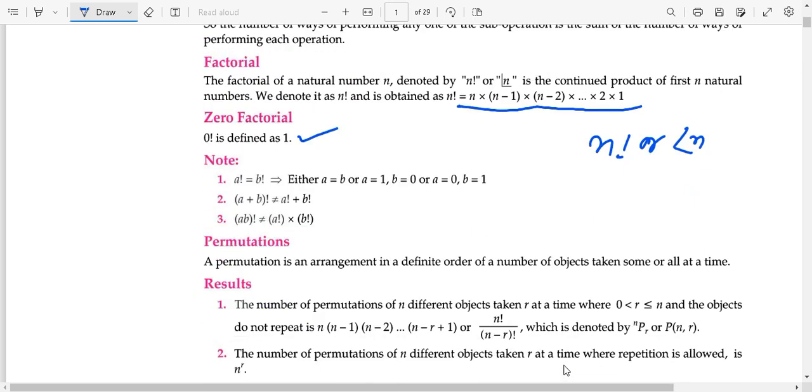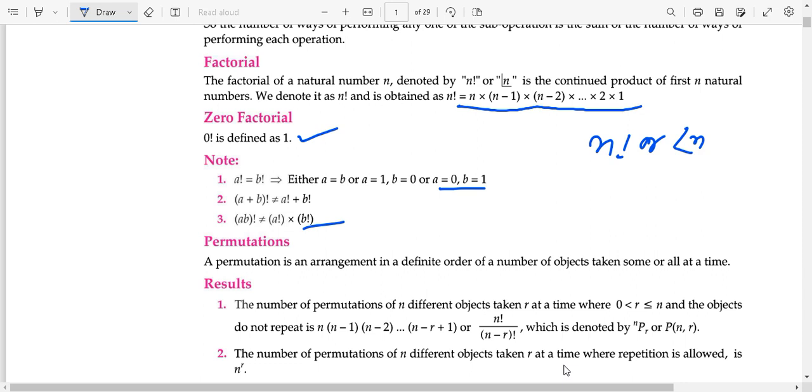Now note: a factorial equal to b factorial implies that either a equals b, or a equals 1 and b equals 0, or a equals 0 and b equals 1. Second, (a + b) factorial is not equal to a factorial plus b factorial. Third, (ab) factorial is not equal to a factorial into b factorial.